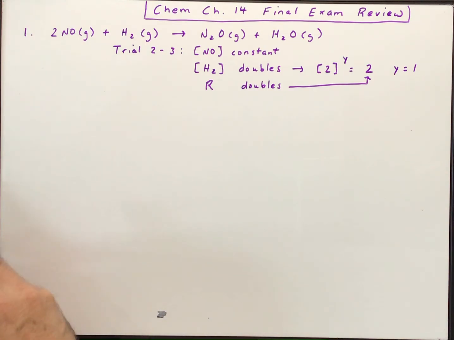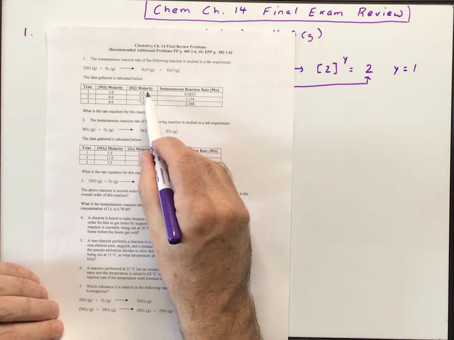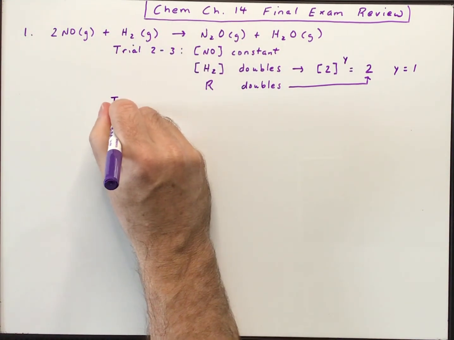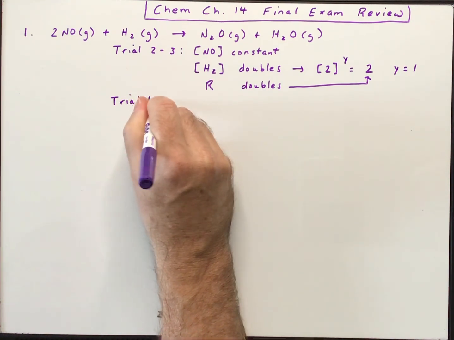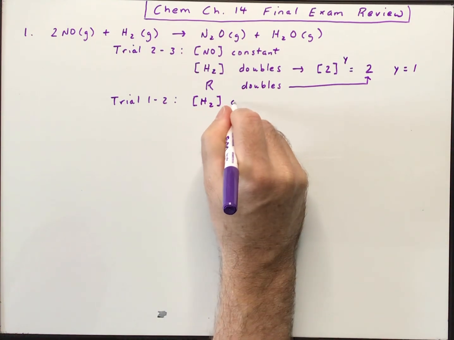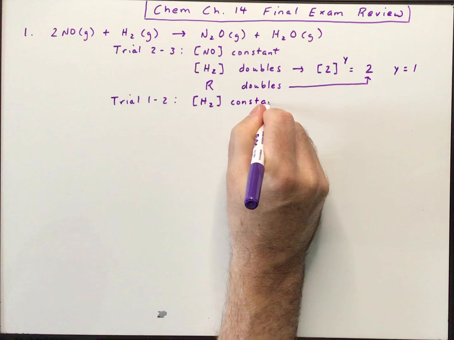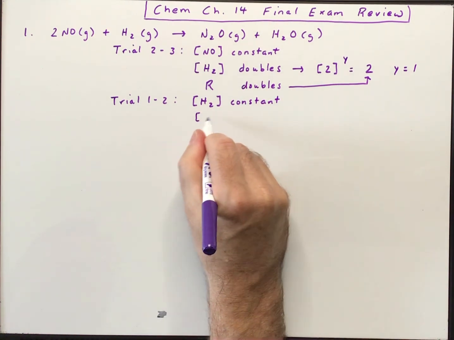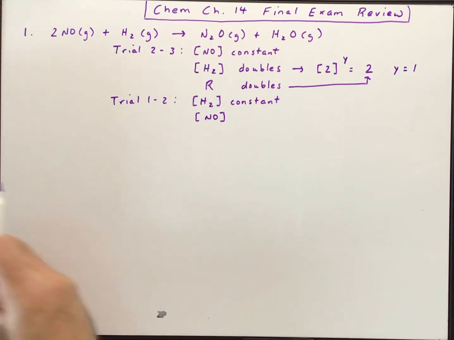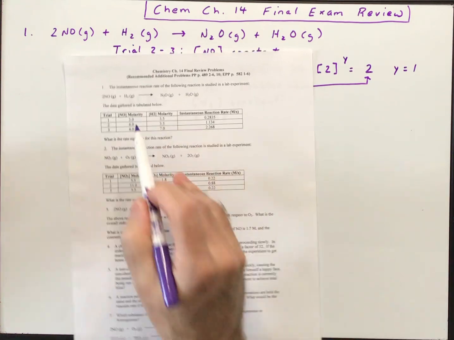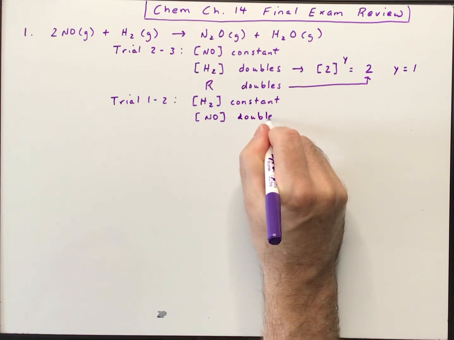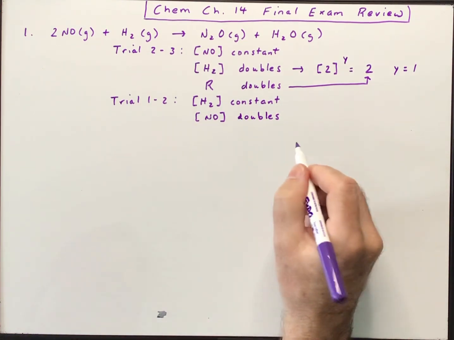Okay, let's take a look at the second reactant, H2. It's held constant between trials 1 and 2. So trial 1 to 2, the concentration of H2 is constant. Now the concentration of NO, the first reactant, between trials 1 and 2, if you look at your data table, it goes from 3 to 6, so it doubles. And that's always going to be the case, because that's the way the experiment is designed.